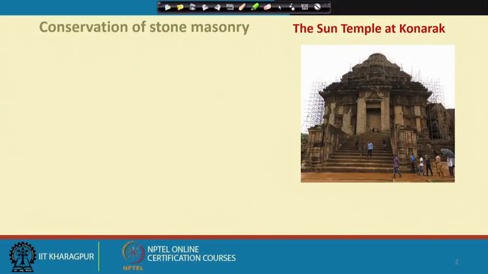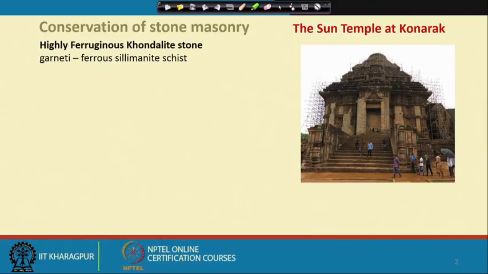Let us talk about the Sun Temple of Konark. It is a World Heritage Site. We have discussed that many times, and let us see what material it is made of. It is made of khondalite stone, a highly ferruginous khondalite stone. So it has a lot of iron within it. It is called a garnetiferous material.